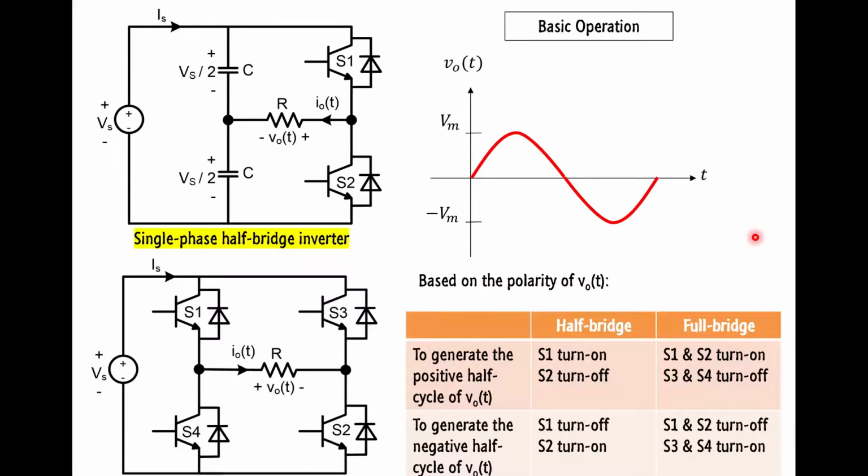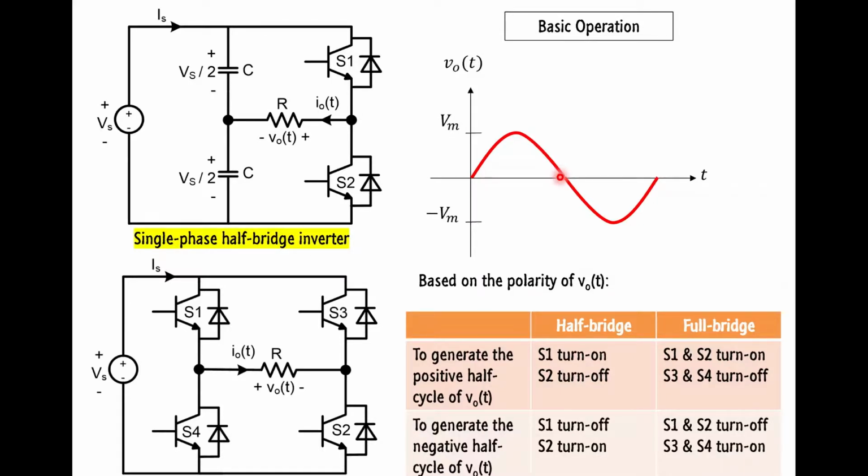Next, I will explain the basic operation of inverters. As you know, the ideal wave shape of the output voltage waveform is sinusoidal. According to the output voltage polarity shown in both circuits, switch S1 in the half-bridge inverter and switches S1 and S2 in the full-bridge inverter should be turned on to generate the positive half cycle of the output voltage waveform.